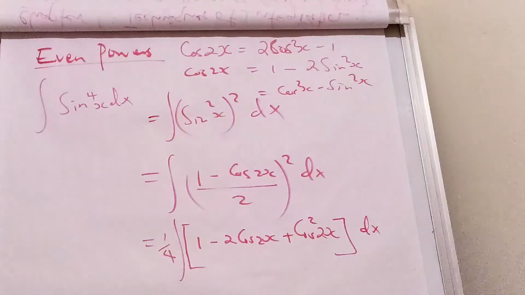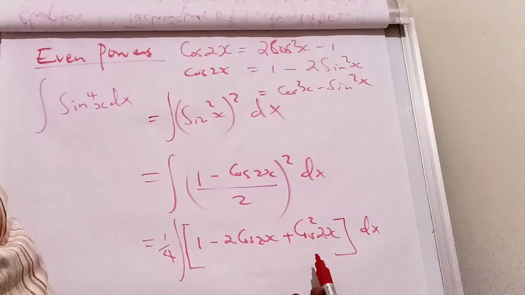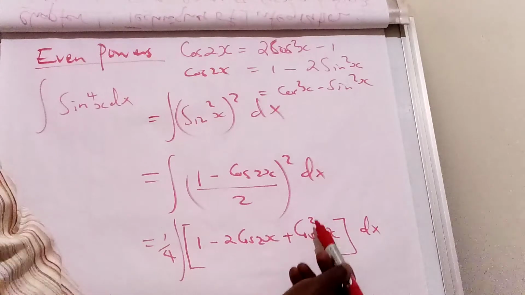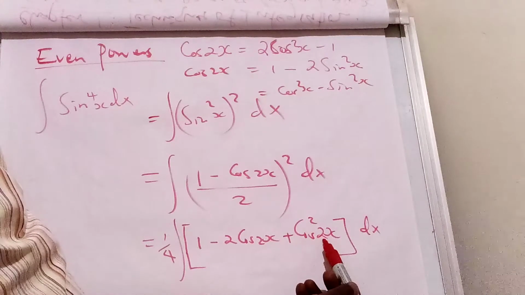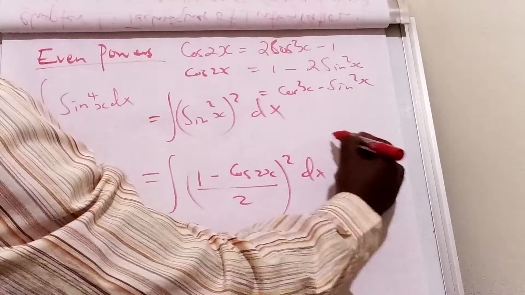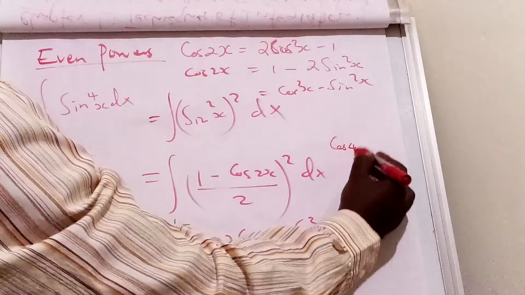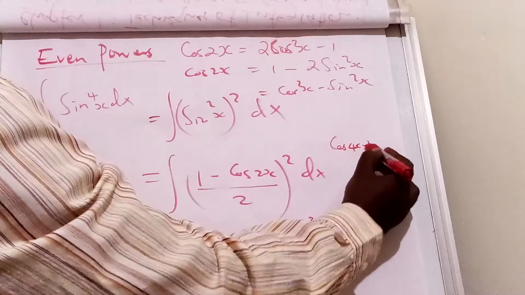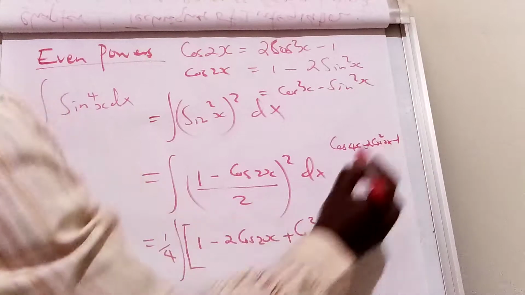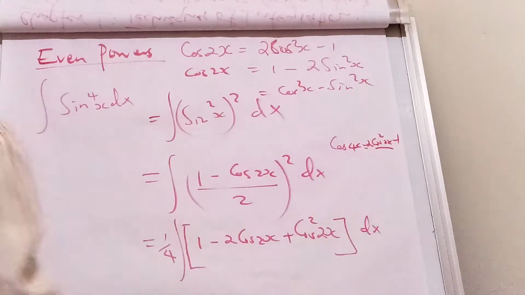Exactly. So the next step: this cos 2x squared can bring us to another power bigger than 2, the double of 2, which is 4. It can take us to cos 4x, which would be 2 cos squared 2x minus 1. So you make cos squared 2x the subject and see where it takes you.